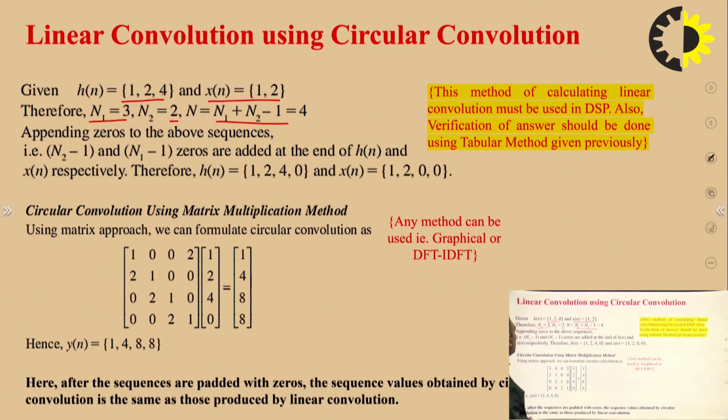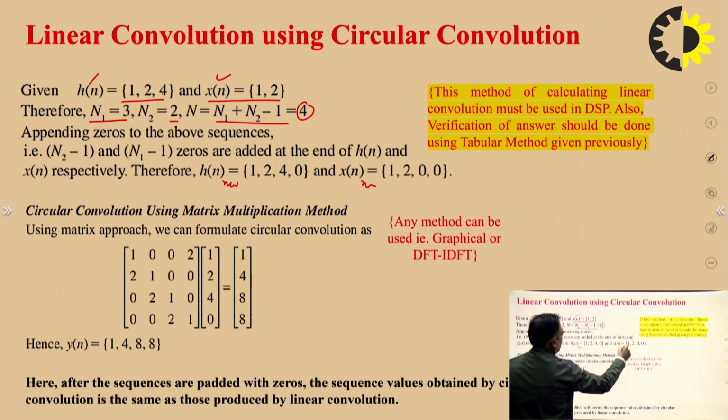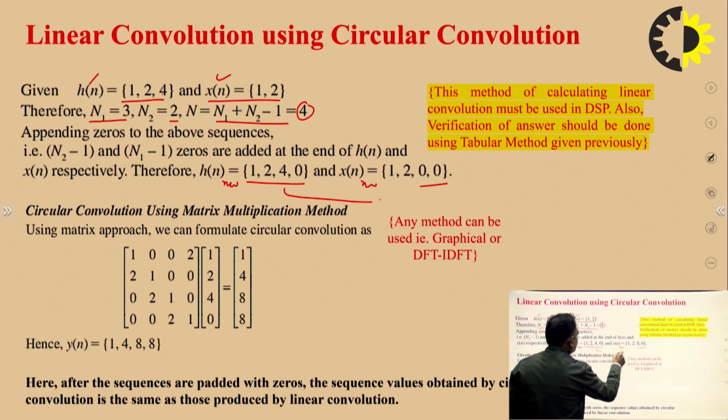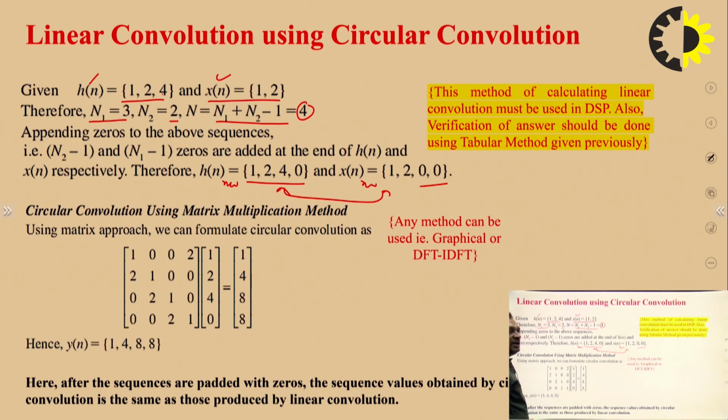So what we have done is make the length of both h(n) and x(n) equal to 4. You can call them h(n) new and x(n) new. The sequences are 1 2 4 0 and 1 2 0 0. Now you perform the circular convolution of these two padded sequences, and the result will be equal to the linear convolution of the old sequences.